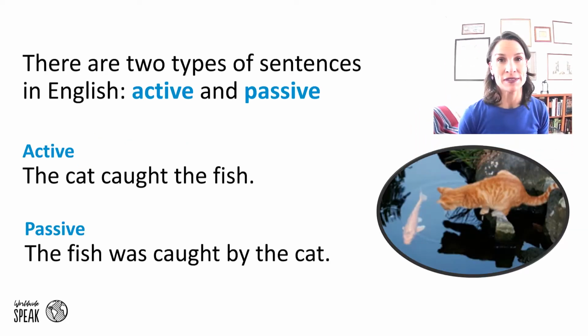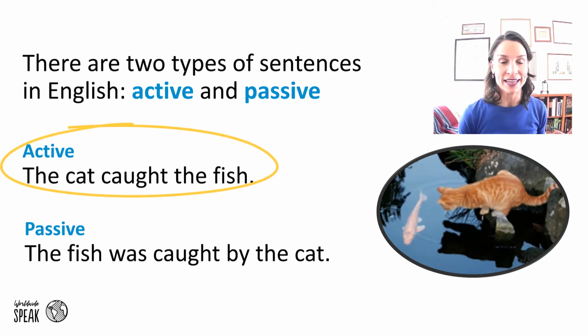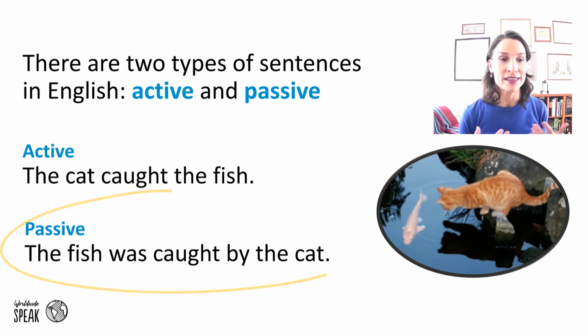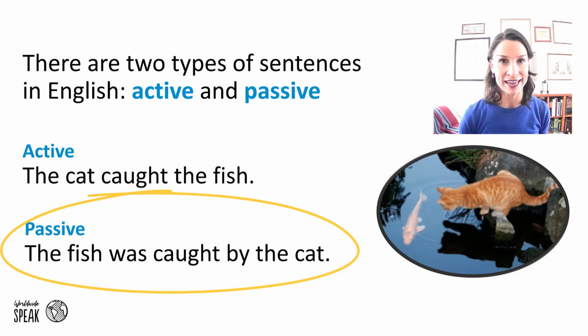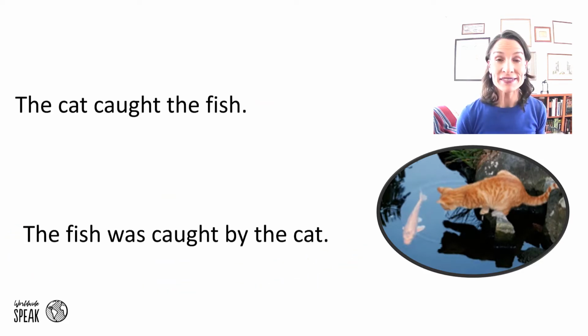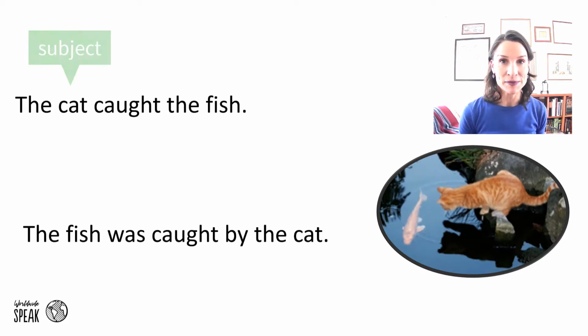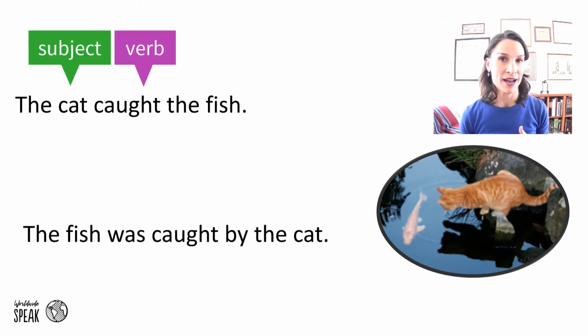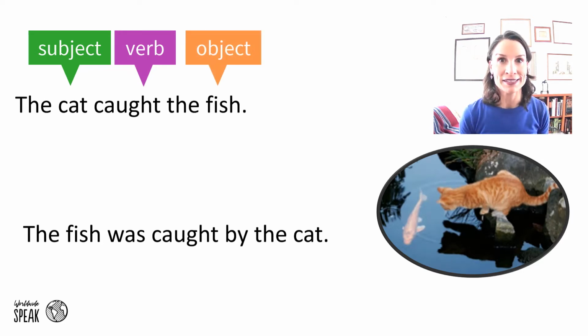There are two types of sentences in English, active and passive. An active sentence looks like this: the cat caught the fish. The same sentence in passive voice looks like this: the fish was caught by the cat. So an active sentence follows our typical sentence order: subject, verb, object. The passive sentence is going to reorganize this order.